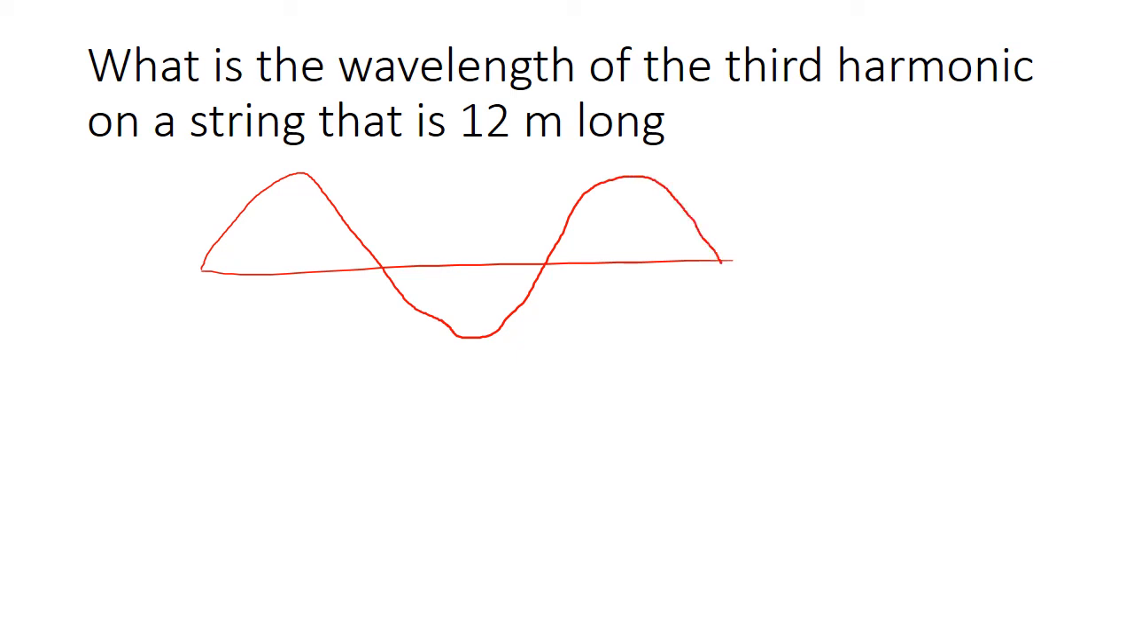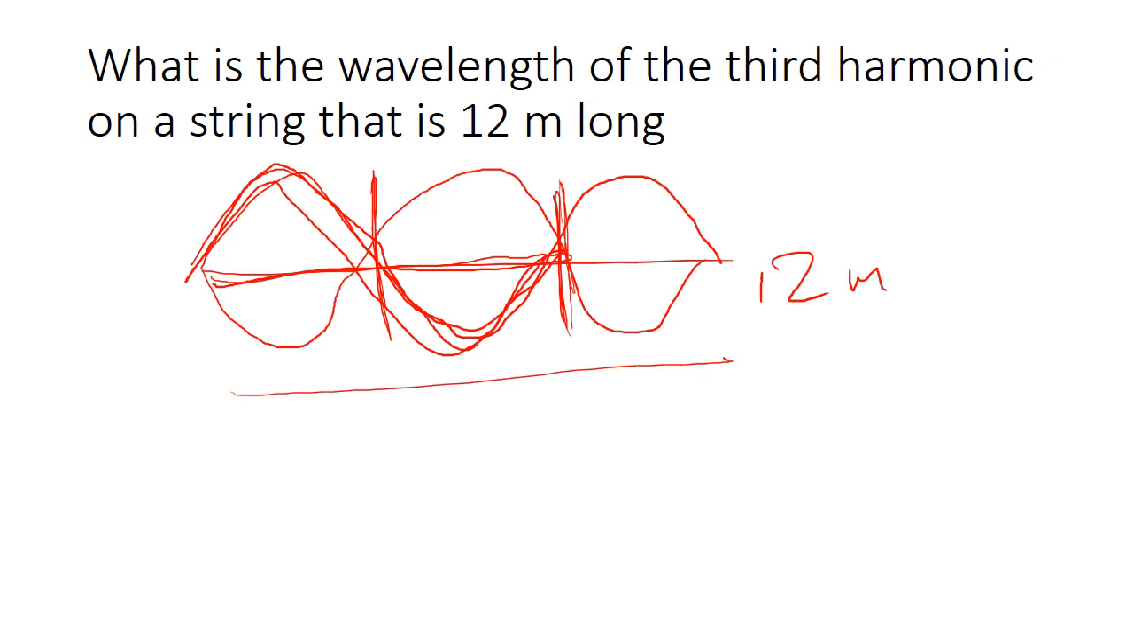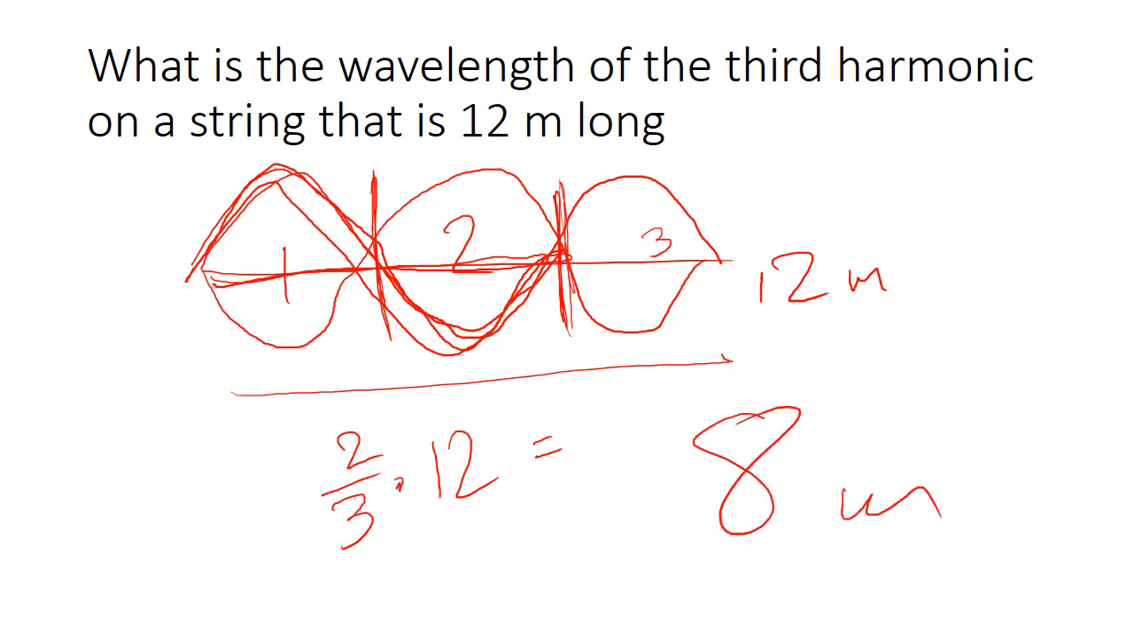Now, to figure out the wavelength, we know that the string is 12 meters long, so we are looking for where a full wave is. A full wave is not that much. A full wave is this much. So this is a full wave. You can see it right there, up, down, and back again. So how long is that? Well, it's 2/3, because I need 2 of these humps out of 3. So 2/3 times 12 is going to be 8 meters. Are we feeling okay with that?